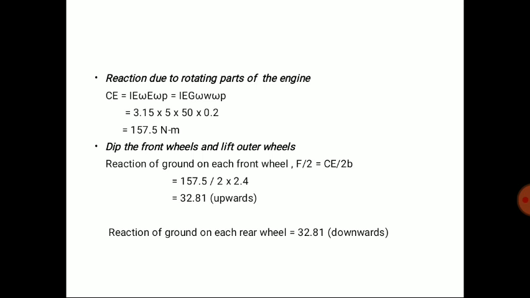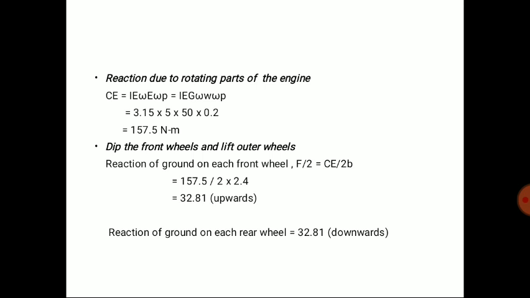We have to take the perpendicular distance. And what is the direction of CE? That is parallel to the front wheel or the back wheel. So the distance perpendicular to the front wheel or back wheel means 2.4. That is why we are dividing by 2.4. It is getting 32.81, divided by 2, means on each front wheel.